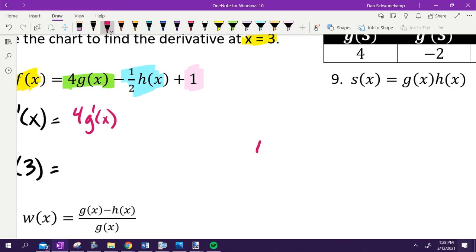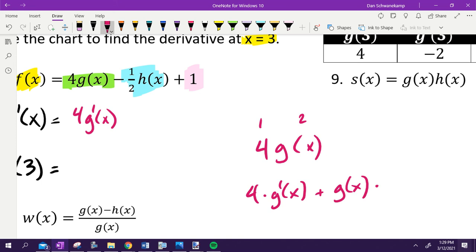A lot of students will ask me, well, why didn't we use quotient or product rule there? You could have. If you use product rule, this is the first, this is the second. So it'd be first times the derivative of the second plus the second times the derivative of the first. What's the derivative of 4 going to get me? 0. So that cancels. Oh, it's just that. All right. If you have a constant, it's just the constant times the derivative of the other thing. That's all you have to do there. That's all we need. Okay.